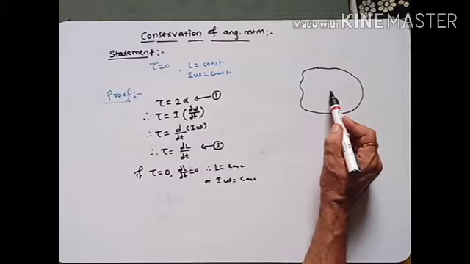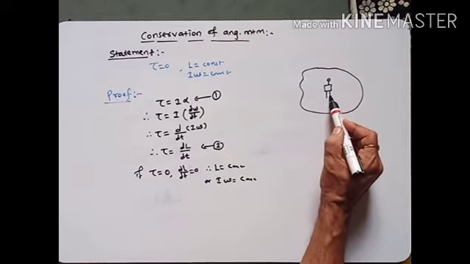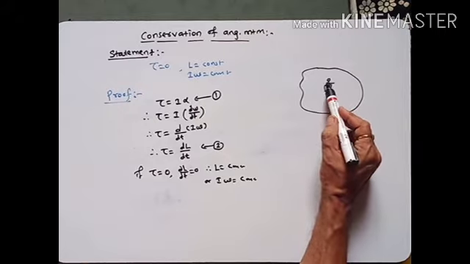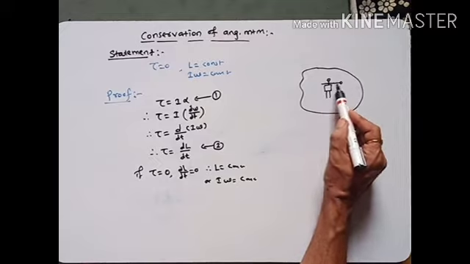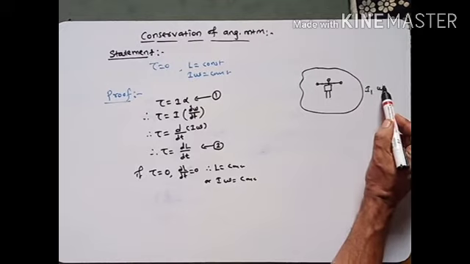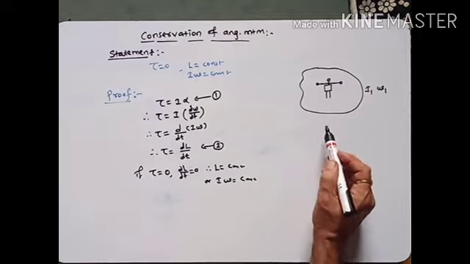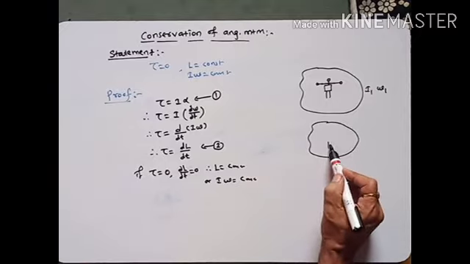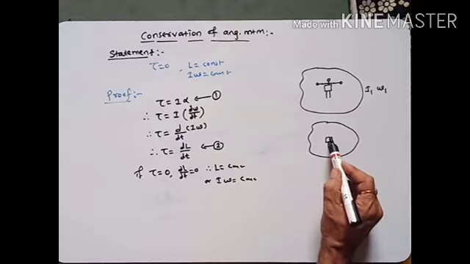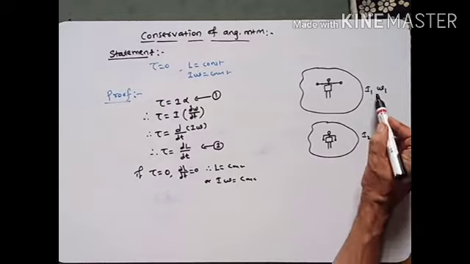Now here we consider, suppose a ballet dancer on a table. This table is rotating, and suppose on this table a ballet dancer is there. Suppose this is the block diagram. We consider these hands are outstretched, and suppose I1 be the moment of inertia, omega 1 be the velocity. Next, suppose same thing, this is the block diagram. Try to understand. Suppose these hands are folded. I2 be the moment of inertia, omega 2 be the velocity.